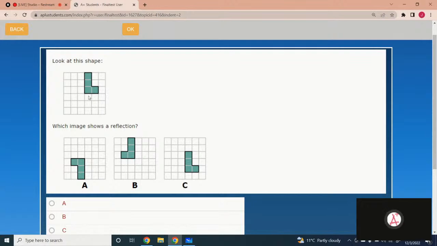Okay, here is the image and we have to find which one. Option A is the reflection. Just look at the origin. This one is the origin and it is reflected across. So A is the reflection of the shape. Got it?